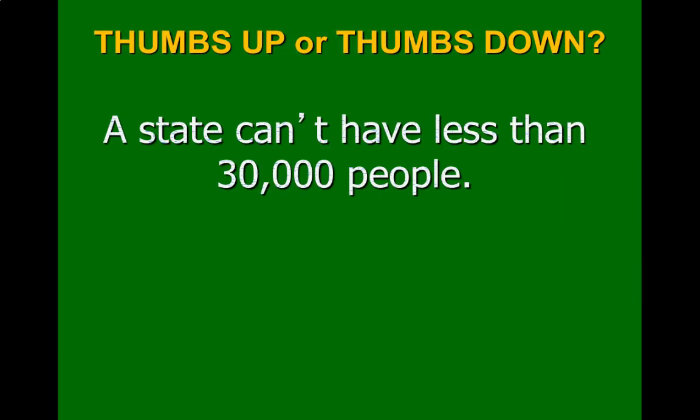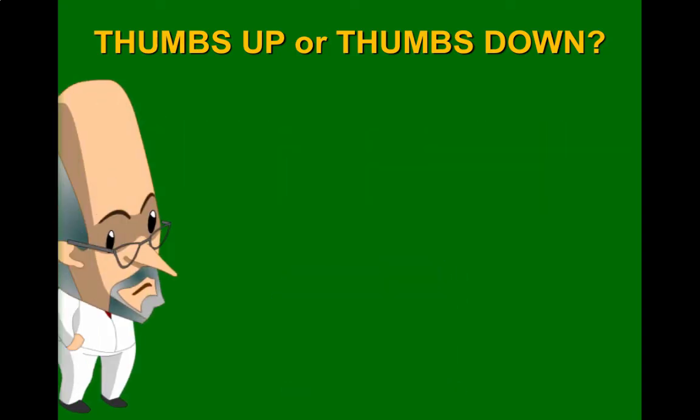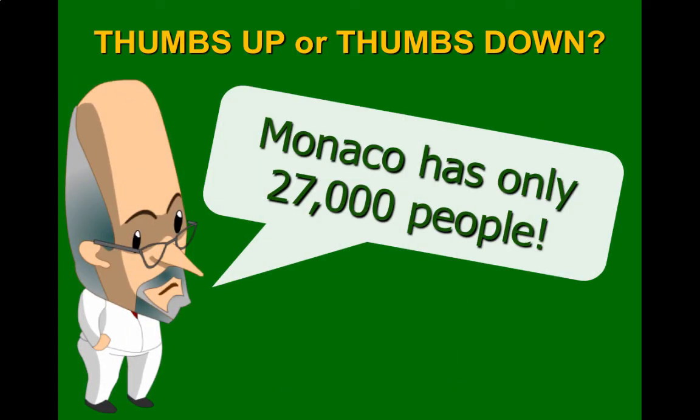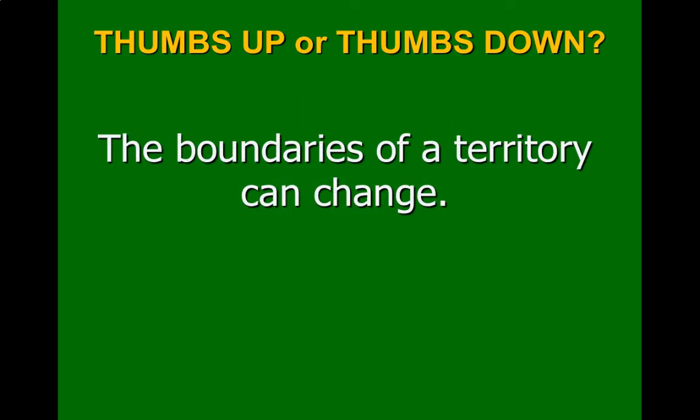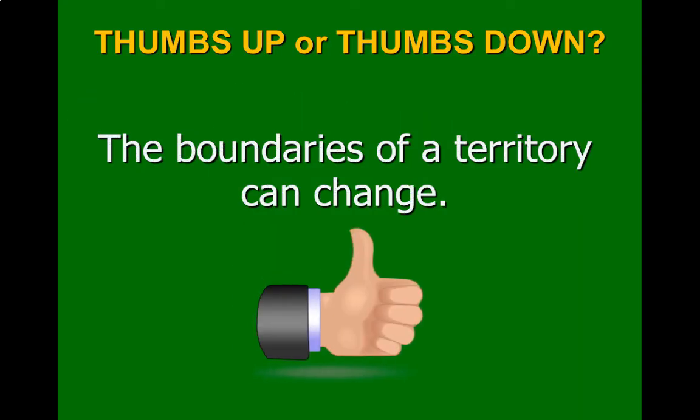So let's go over this mini quiz. A state can't have less than 30,000 people. That is definitely false. Monaco is an example and has only 27,000 people that live there. If you look at actually territory size also, Vatican City is the smallest state that exists. Vatican City is actually within Rome, which is actually within Italy. So population doesn't matter, size doesn't matter. The boundaries of a territory can change. That's absolutely true.